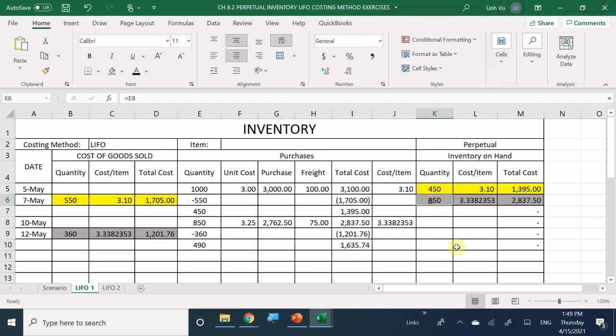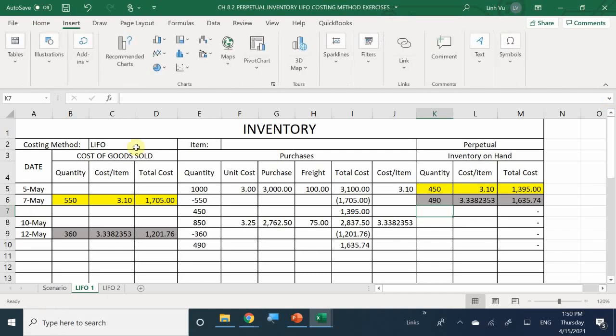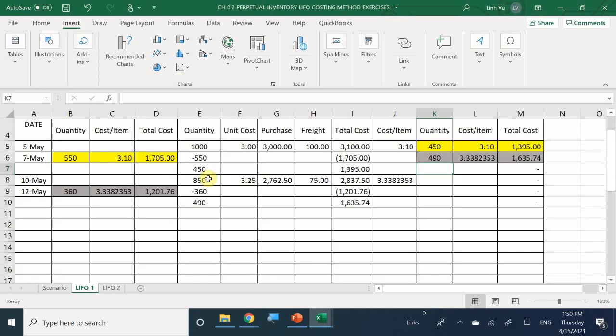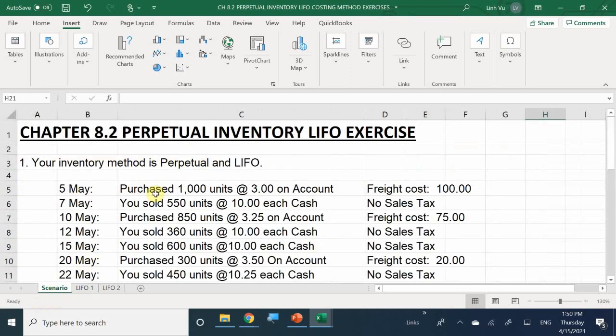I started out with 850, now I have 490 left, right? And boom, it automatically calculated for me, and I should have 1635.74. Okay? So, we're doing good so far. So then, let's go ahead and see what has happened next.